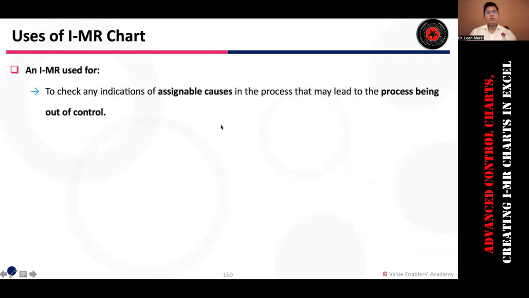It is used to check the assignable causes. There are two types of causes: one is called common causes, and one is called assignable causes. All of you type CC for common cause and AC for assignable cause. Assignable cause is also called special cause, and common cause is also called normal cause.